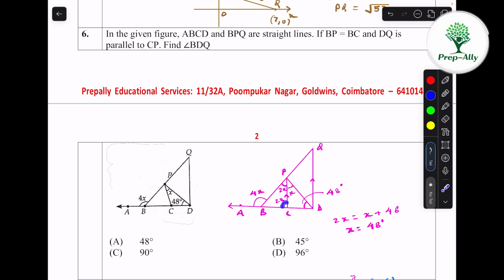Now see here, this angle equals this plus this, so 2x equals x plus 48. So x is 48. So this will be 96, and this will also be 96, because this and this are parallel. So this angle and this angle are corresponding angles. So it is also 96.